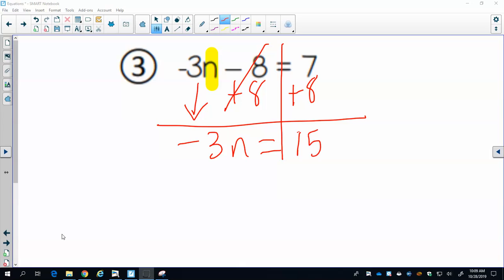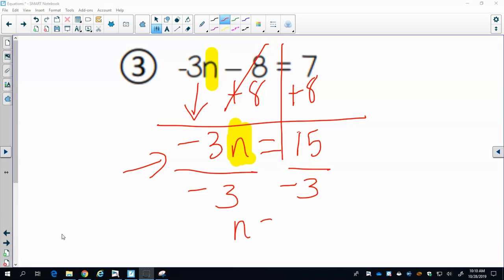Okay, so again, I have multiplication with my variable. How do I undo multiplication? By dividing, and I'm going to divide by the same number it was multiplied by. This is a negative 3, so that means I have to divide by a negative 3. And then n is going to be equal to 15 divided by negative 3, which is negative 5.